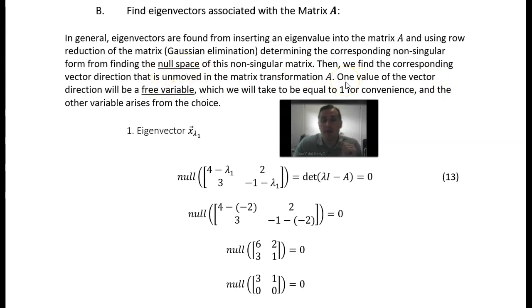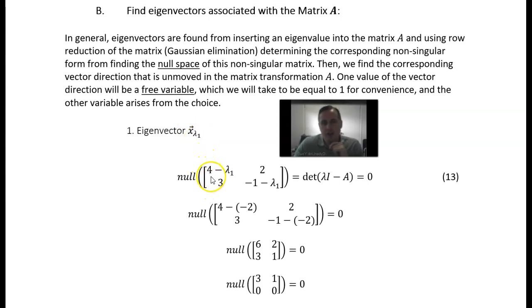So in other words, we're going to find one value of a vector direction that will be a free variable, which we will take to be 1, number 1, for convenience, and then the other variable arises from the choice of that one free variable being 1. Okay, so let's look at eigenvector 1. That is x vector lambda 1. Okay, so what are we going to do?